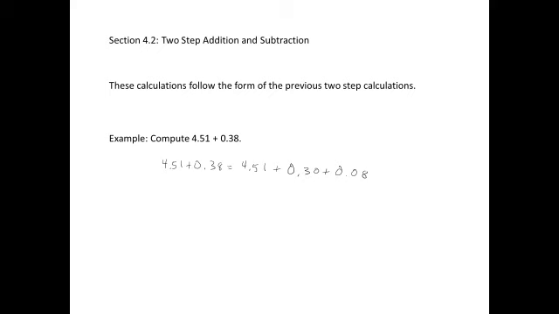We're going to break apart the second number into parts that are easy to add, and then we're going to write everything with the correct number of decimal places. 4.51 plus 0.30 is 4.81. We still have to add the 0.08, which is 4.89.